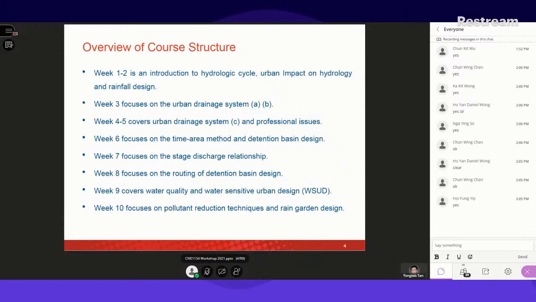The rain garden is a WSUD, a water sensitive urban design. It is used to remove the pollutants in the storm water. So this is the overview of the structure of this course. And I think you have already finished the week 9 lecture. Am I right? On tutorial.